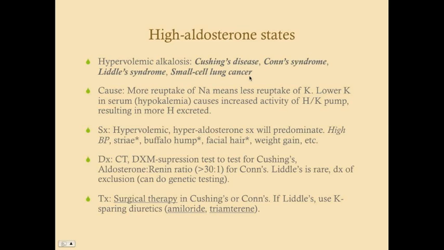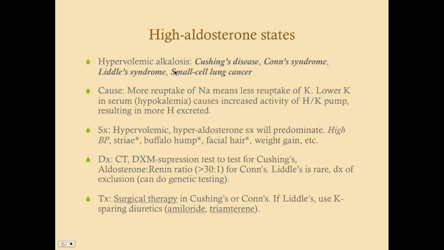The treatment here is going to be surgical therapy. In Cushing's or Conn's, we're going to want to get either the ACTH or the cortisol secreting tumor out. For Little syndrome, we're going to use potassium-sparing diuretics, which is either amiloride or triamterene. And for small cell lung cancer, we're going to treat that as we would any cancer. We're going to have to stage it, and we're going to have to get a biopsy. We'll talk more about that in the pulmonary section.